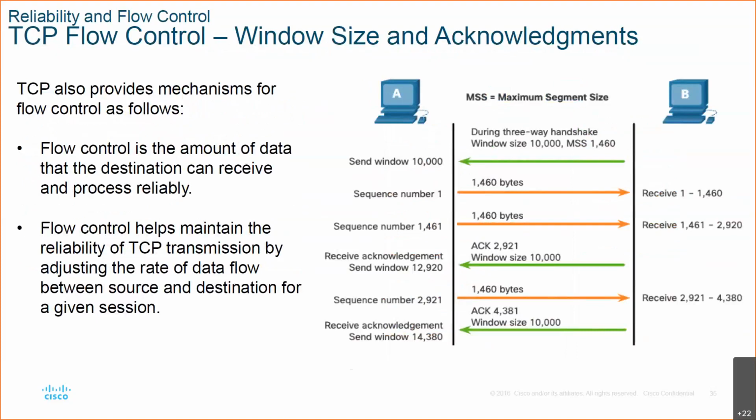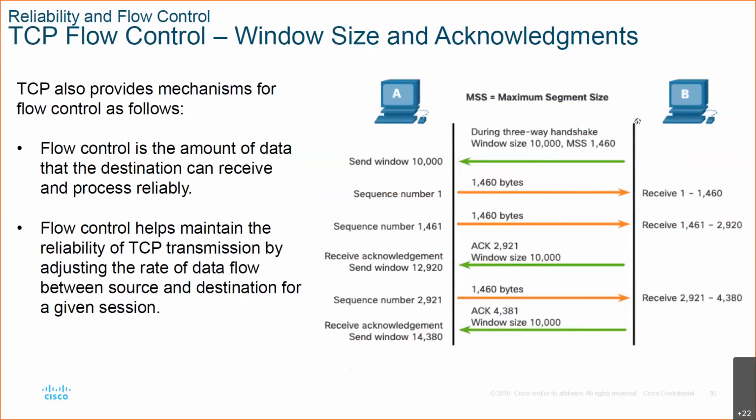When it comes to flow control, the receiving computer will set the pace. It will say, hey, slow down, or you can send more. This is also controlled by your TCP.